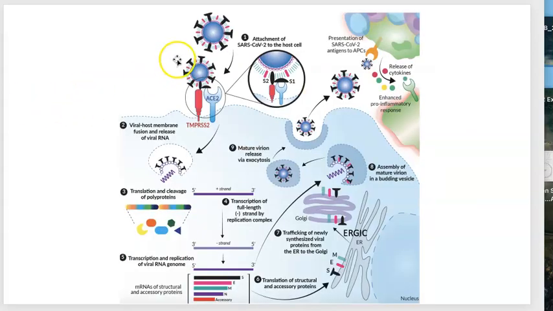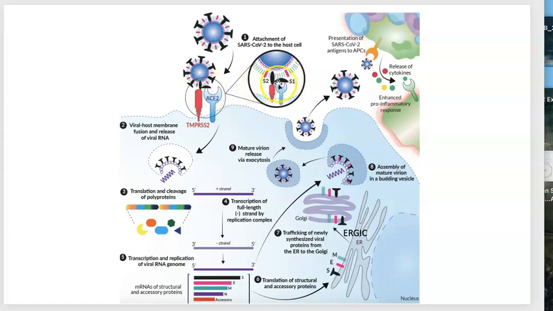This slide is a nice overview of the entire replication cycle, and we start here with number 1, in which there is attachment of SARS-CoV-2 to the host cell using its spike protein. One of the things that makes the virus more efficient at entering host cells is not just the binding to ACE2, but also that the virus requires a host-derived protease, in this particular case a serine protease, but there's another protease called furin protease that can cleave and process the spike protein.